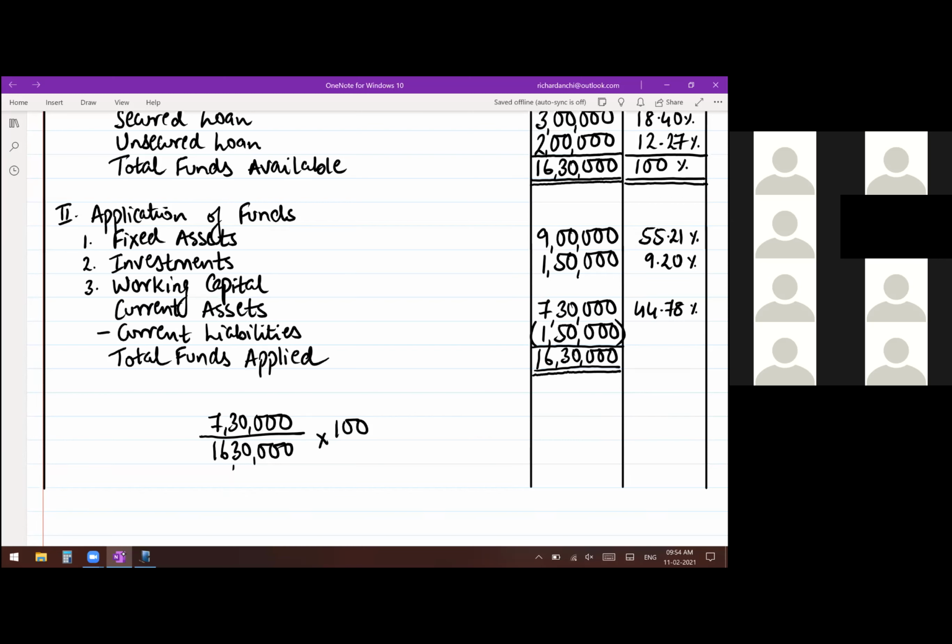And then the next current liability is 1,50,000. That is already calculated. For investments also it was 1,50,000. Current liability is also 1,50,000, which means this is also going to be 9.20%. They're same. Only difference is because you're going to minus current liabilities, put that in a bracket so that you don't make a mistake. If you add up and check, this total also should come to 100%. You can add up the percentage column and see. You get 100% over there.